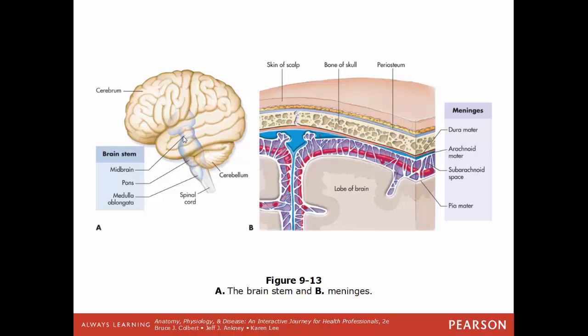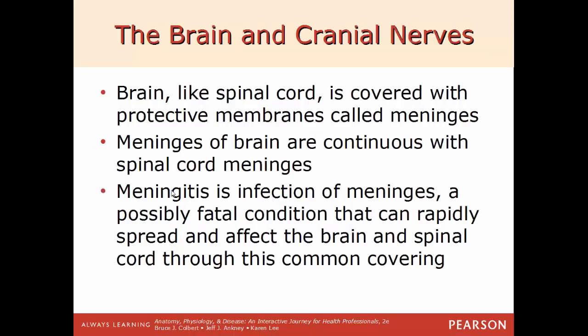And just above that, you have the midbrain. And all of that together is the brainstem. Now the brain, just like the spinal cord, is covered with the meninges. Now the meninges of the brain are continuous with the spinal cord meninges.